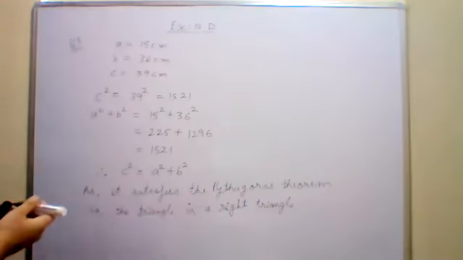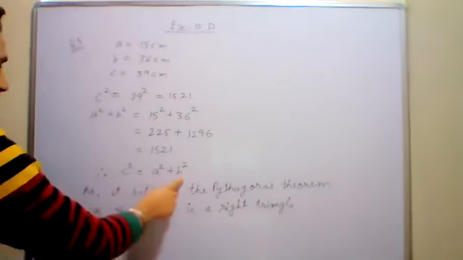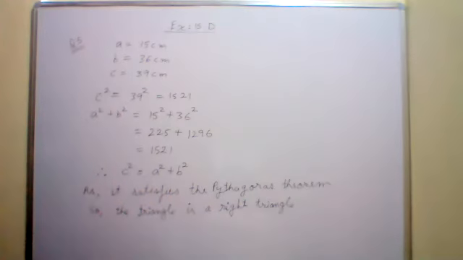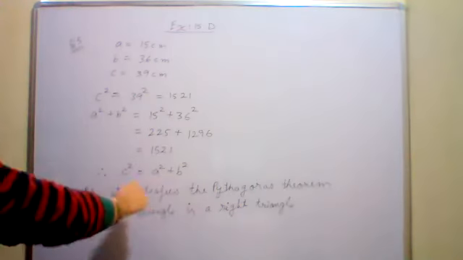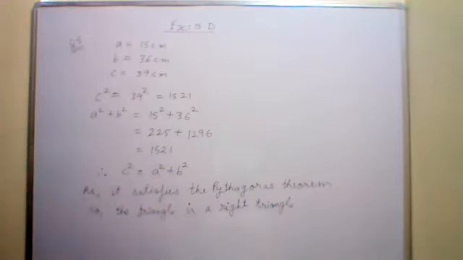Got it, all of you? It is satisfying the Pythagoras theorem because we can see that the square of one side is equal to the sum of the squares of the other two sides. Whenever this happens, that means the triangle is a right triangle. Okay, got it, all of you? Yes, sir.